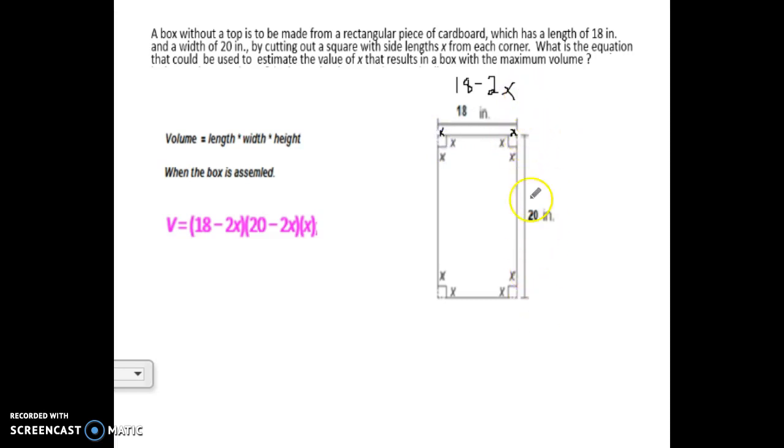All right, our length here is 20 inches. And so if we've cut out the same x, because it's a square, right? So that's x and that's x. Then this distance will now become 20 minus 2x. When we fold the box up, that height is actually going to be x. So the quiz doesn't ask you to solve this. It just asks you for the equation. So we're going to have 18 minus 2x times 20 minus 2x times x. Remember that x, when we fold it up, is going to be the height.